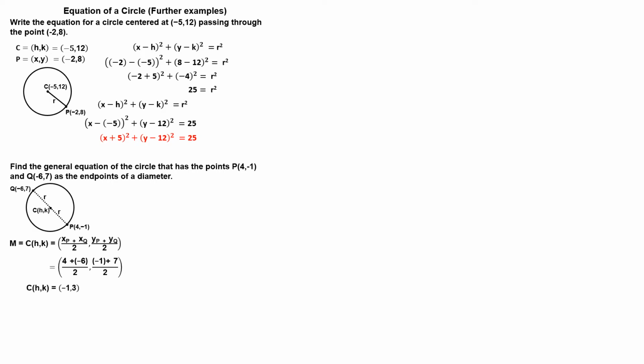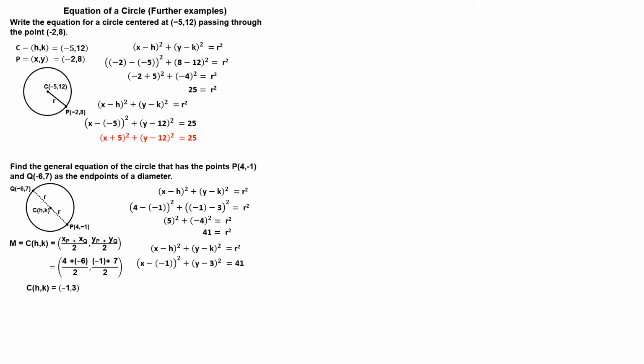And to find the radius, we can use either end of the diameter. And we know the smaller the numbers, the smaller the calculations. So we will pick point P. We now can determine the radius square by plugging these values into the standard form. We now replace h with minus 1, k with 3, and r square with 41 into the standard form of the equation of a circle. And then we will expand the parentheses and combine like terms.